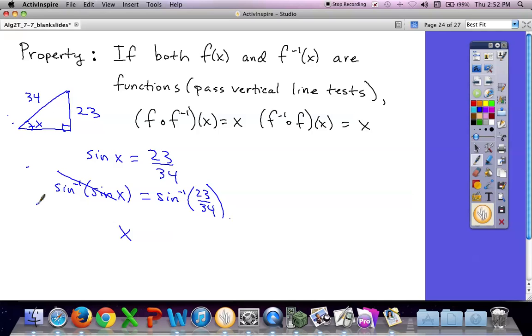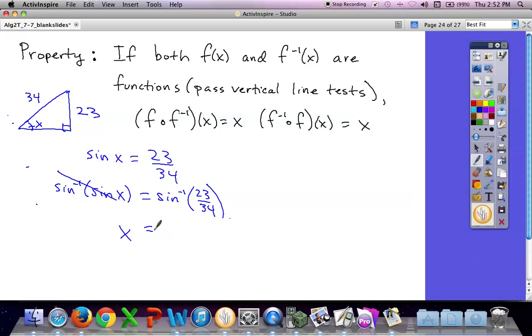Now, the sine inverse of 23 over 34, that's on your calculator, right? If you look on the sine button right above it in blue, it says sine inverse. So you can find that. Now, if you want to look at it like an angle, you're going to have to set your mode to degrees. But we don't really care about that.